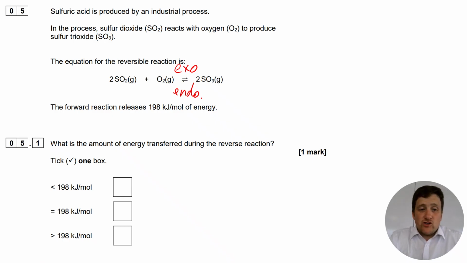Now, when we get to the question, it says, what is the amount of energy transferred during the reverse reaction? Well, we've written exo, which means we know the reverse reaction is endothermic, and that's important because at least then we know that. But actually, the amount of energy released or transferred, as it's saying, in the forward reaction is 198, which means the amount of energy transferred in the backwards reaction is also exactly 198. There's not more or less energy needed, it is exactly the same quantity of energy.